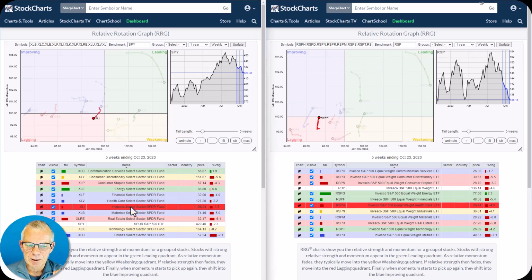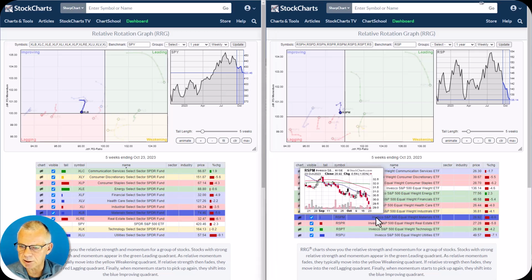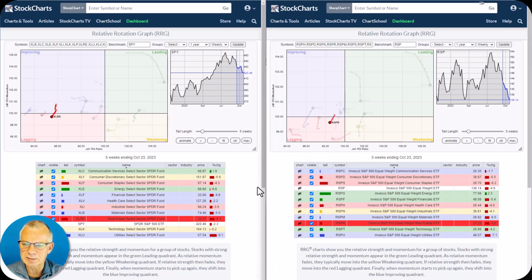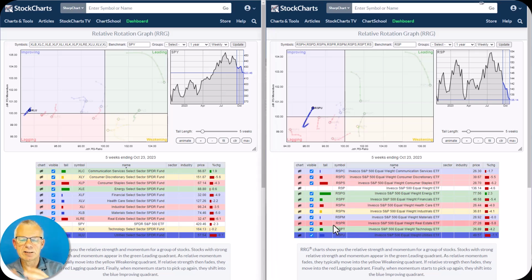So here is industrials, same format, same type of rotation. Here is materials, same sort of rotation. Here is real estate, definitely the same sort of rotation. Here is technology, definitely the same sort of rotation. And here is utilities. And here also you see quite a distinct difference where cap weighted is kind of struggling at the lowest level. There is a clear improvement visible for equal weight utilities.